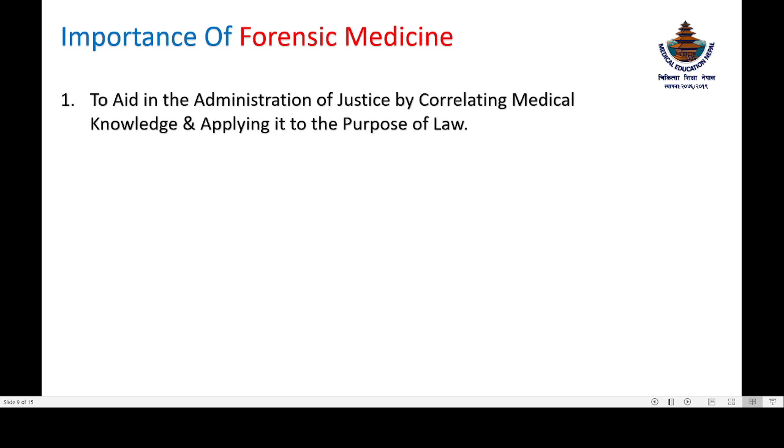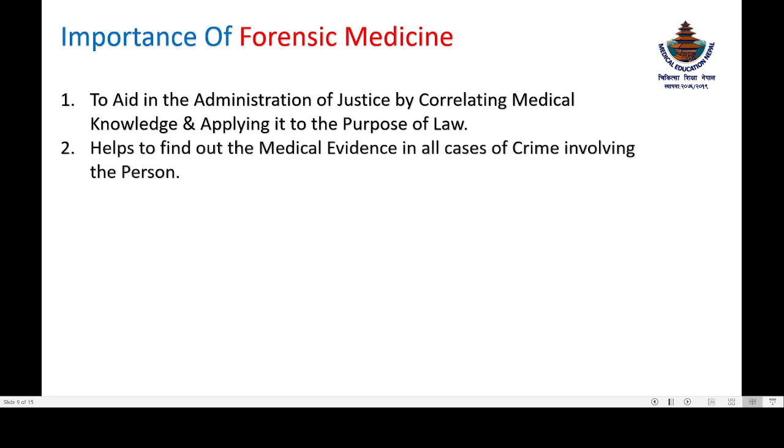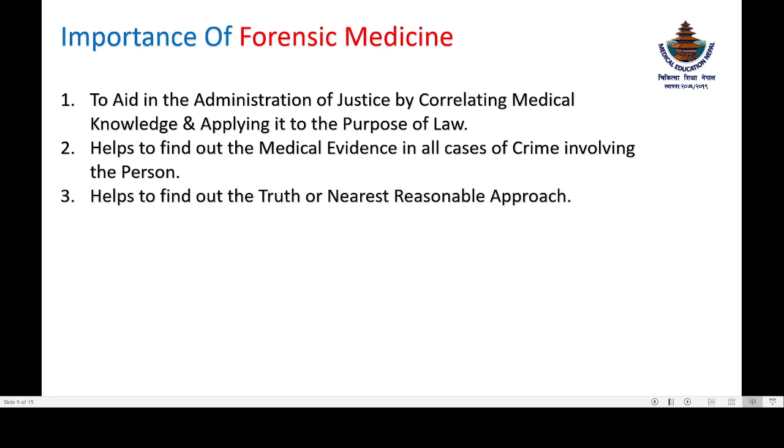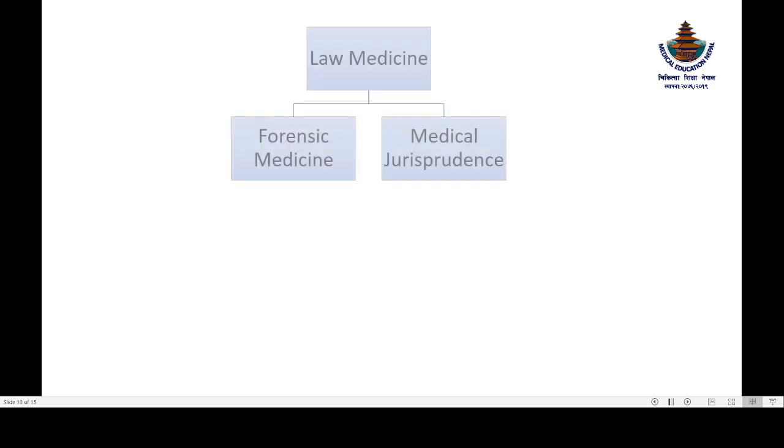Now the importance of forensic medicine, or we can say what are the aims or objectives of forensic medicine. To aid in the administration of justice by correlating the medical knowledge and applying it to the purpose of law, to find out the medical evidence in all cases of crime involving the person, to find out the truth or the nearest reasonable approach, and to deal with the medical aspect of the law.